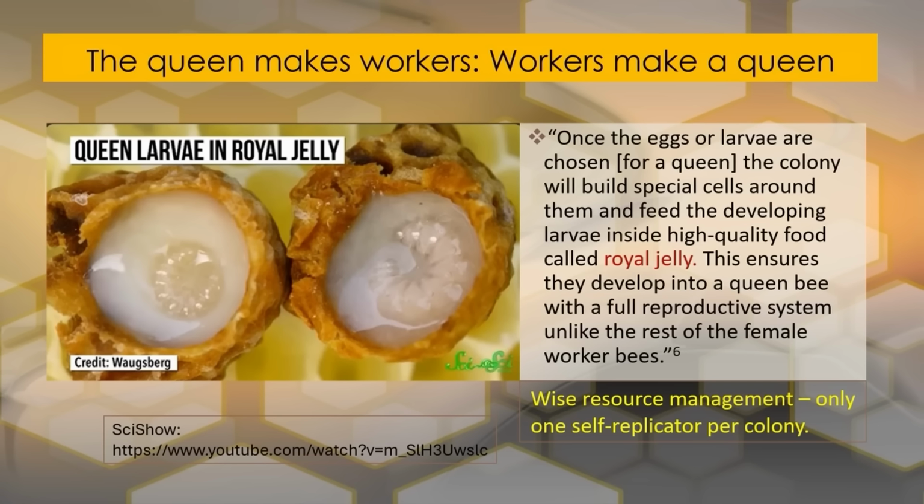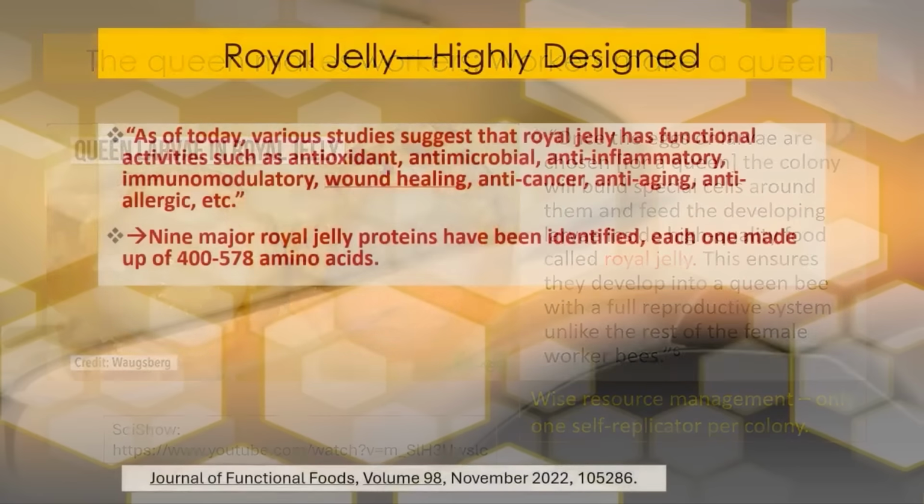I'd say that in some way there's something to see here. There's a colony of bees, tens of thousands of bees, but a division of labor, maybe wise resource management, one replicator per colony. I don't know if that's the best way to do it that you could possibly design, but it's the way that works for the bee colony.